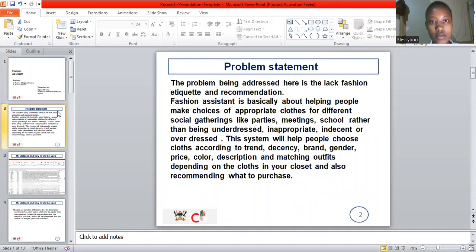Fashion assistant will be helping people who lack fashion etiquette and fashion recommendations, and people who actually waste time trying to figure out what to wear. It will be helping people make choices of appropriate clothes for different social gatherings, parties, meetings, etc. And it will choose that according to trend, decency, of course, appropriateness, price, color, description.